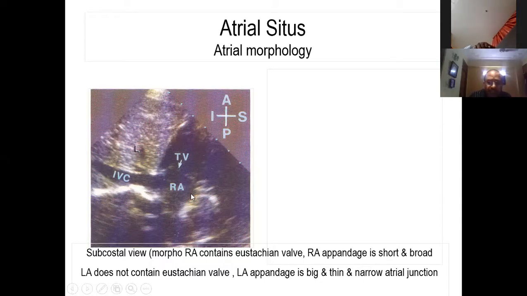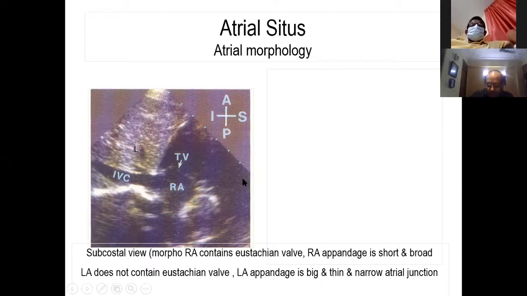Till date, it has never happened that the IVC has drained into the left atrium. This is fixed. God has given in such a beautiful way that till date, it has never ever happened that the IVC has opened into the left atrium. So if this is the right atrium, then the other structure has to be the left atrium.